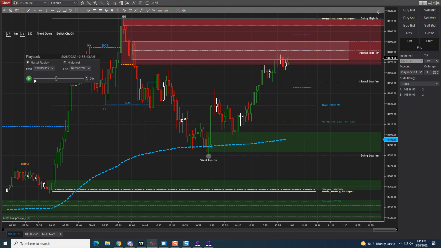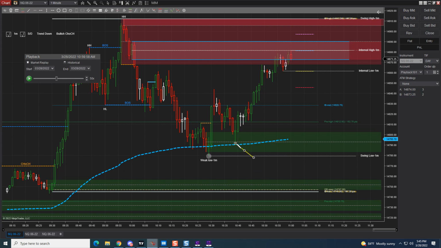Oh man, slow this down a little bit to 50. Let's let that play a little bit further. Now, what did we just do? I want you to see this here because this is pretty precise. Right? We just ticked the 50% of this demand zone, and we went right to the 50% of the supply zone.